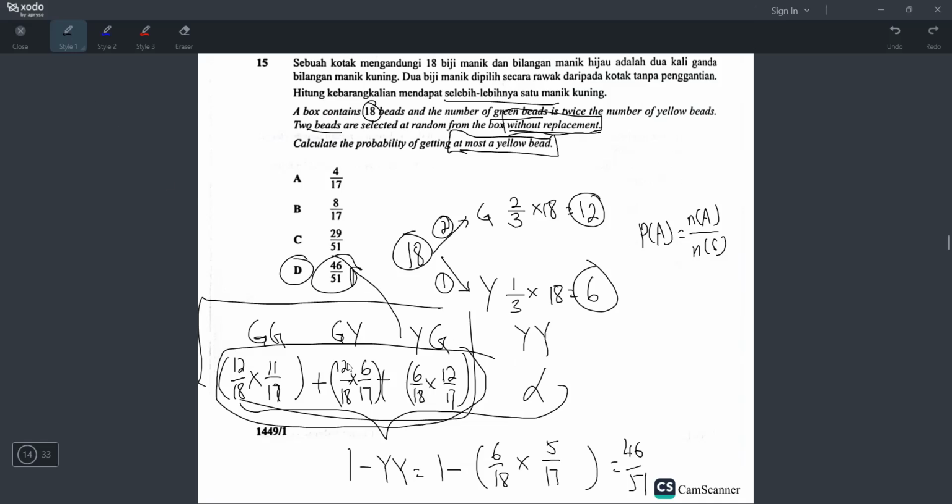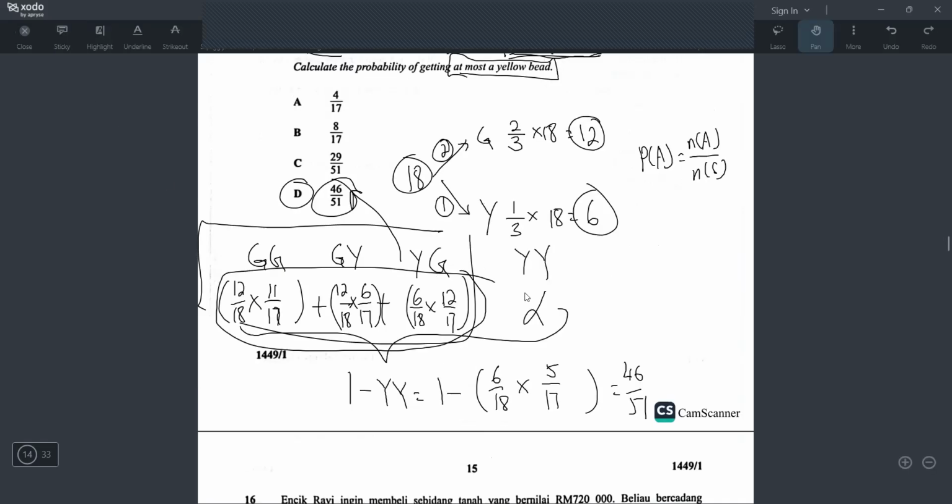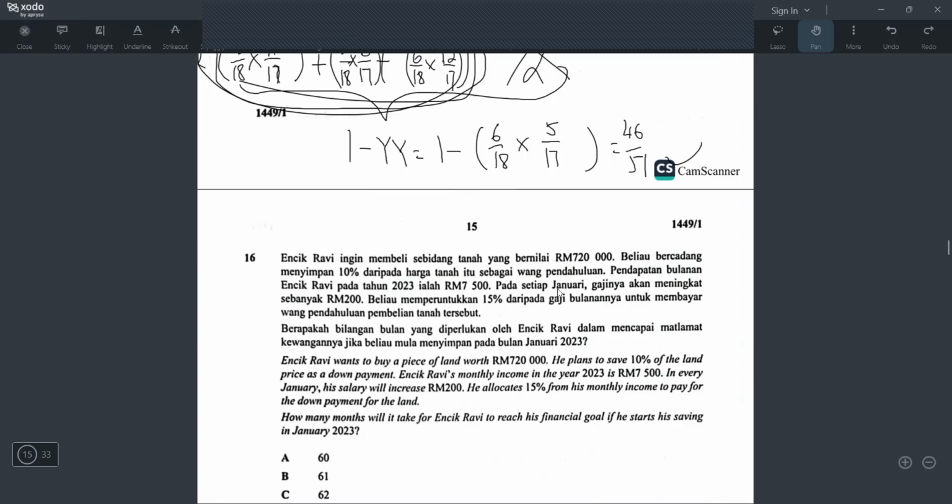So remember, you can use this method sometimes, because the total probability is always 1. So I can take 1 minus the one that I don't want to get the balance, right? So it will give you the same answer, all right? Okay, hope you understand my explanation.